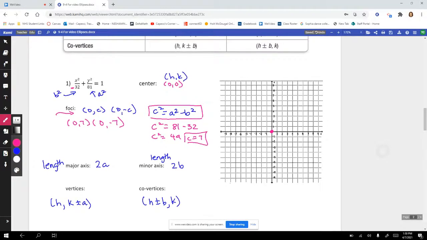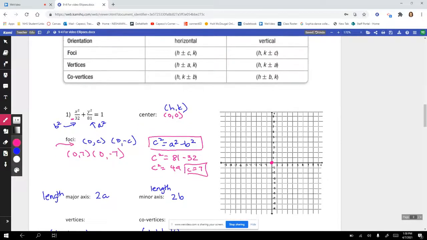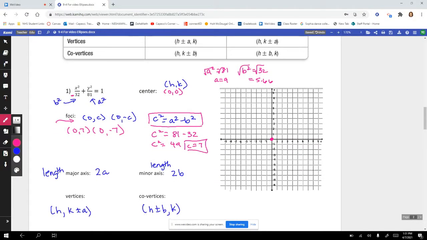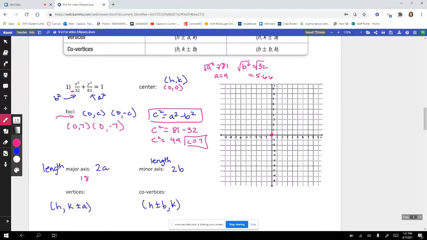Now, the length of our major axis is going to be 2 times a. So the first thing we have to do is find our a value. So if a squared is equal to 81, take the square root of both sides, and we have that a is equal to 9. Same thing with b. B squared is equal to 32, square root of both sides, and we have approximately 5.66. All right, so the length of our major axis is going to be 2 times a, which is 18. The length of our minor axis is going to be 2 times b, so that ends up being 11.32. And this is going to be units for both.